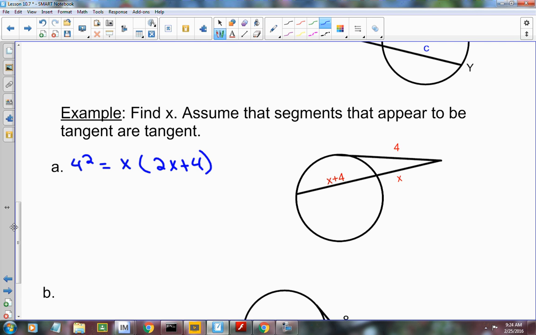All right, so I'm going to clean things up here. 4 squared is 16. I distribute the x, so that gives me 2x squared plus 4x. Just like in the other problem, I want to get it all equal to 0, so I'm going to bring the 16 over.